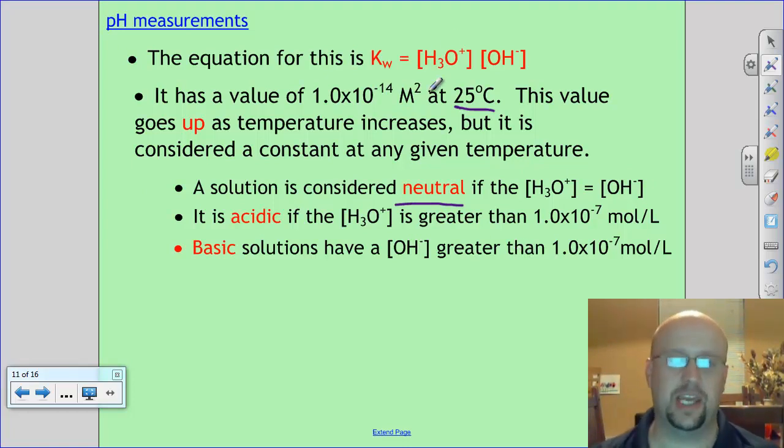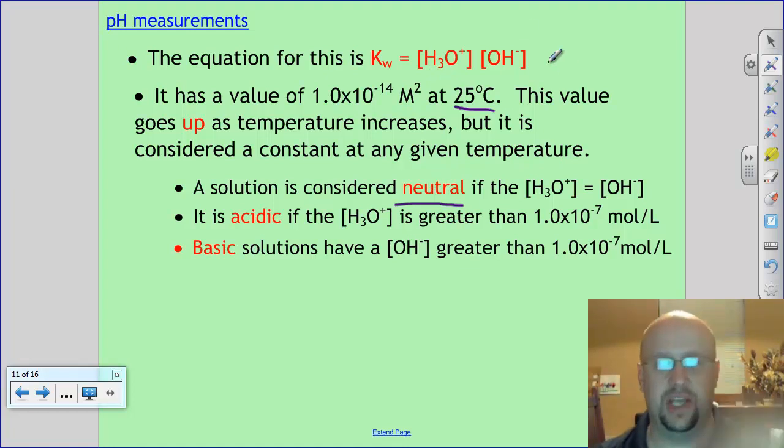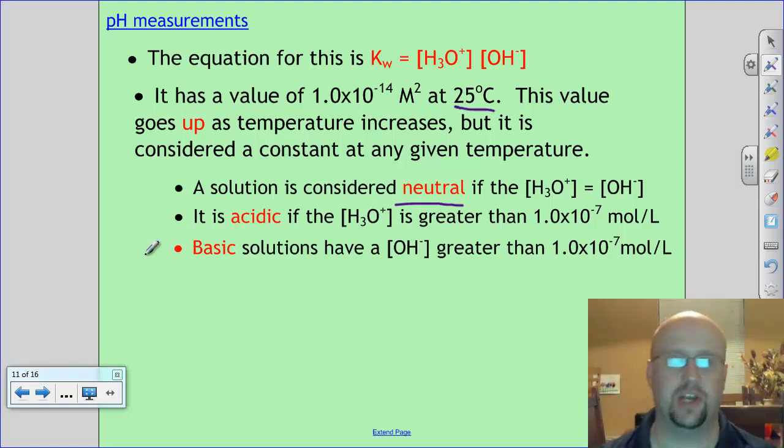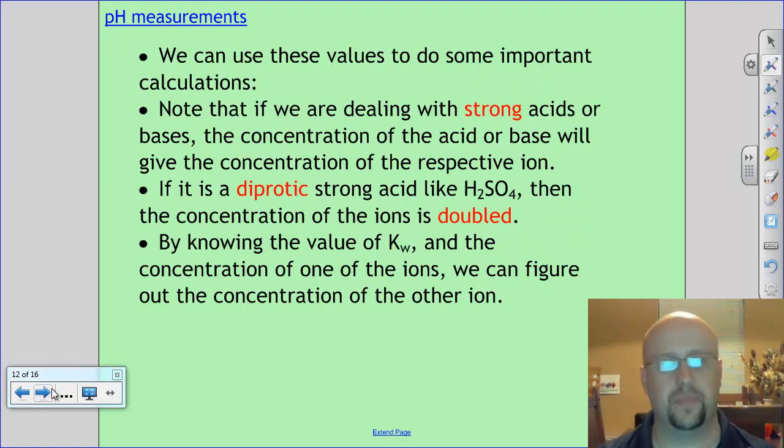It's acidic if the hydronium ion concentration is greater. In other words, the pH will be lower than 7. Okay? And if the pH is greater than 7, that means that the OH minus concentration is bigger, and therefore that is a basic or an alkaline solution. Okay? You want to copy this down real quick.